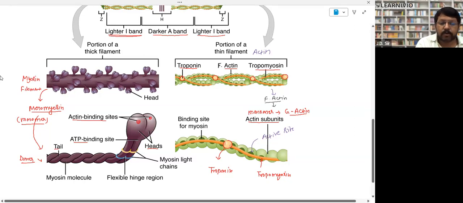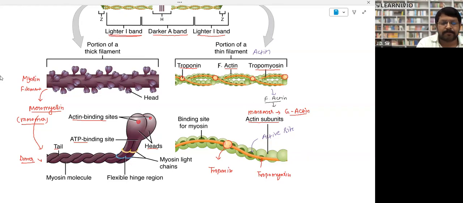Clear? You need not note down. I will tell you what you need to note down. Here you have to understand only the concept. Tell me, Aisha, is it clear or not? Not clear, I'll tell you again. Yes, yes.